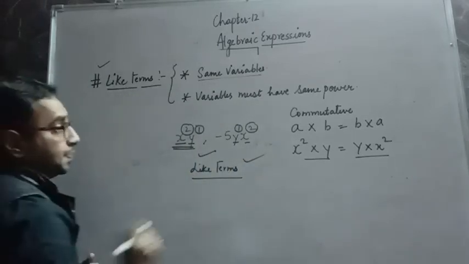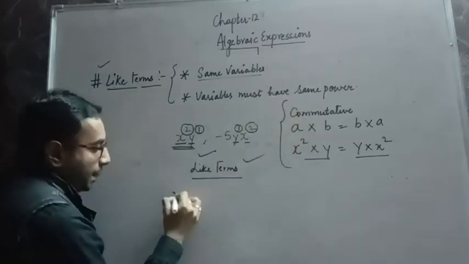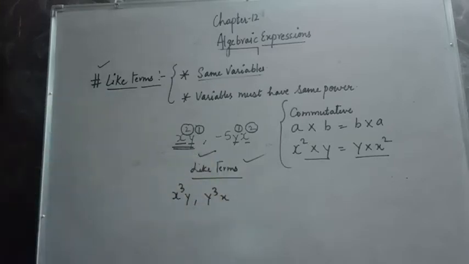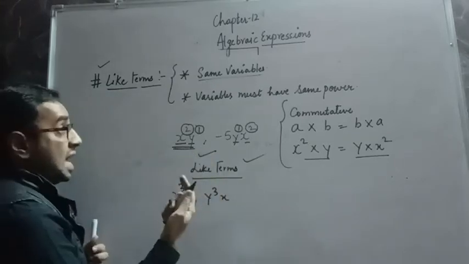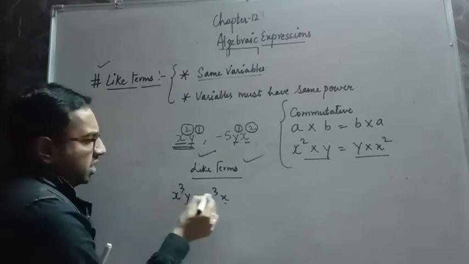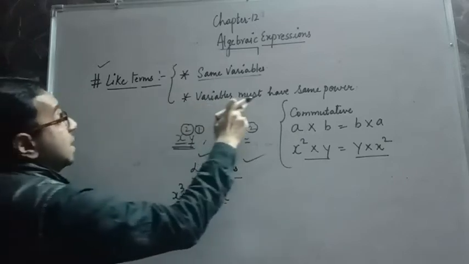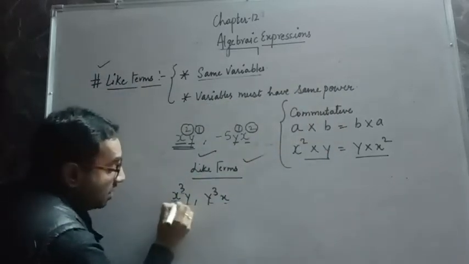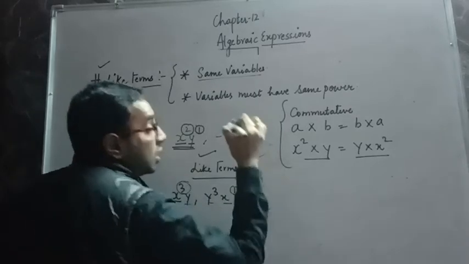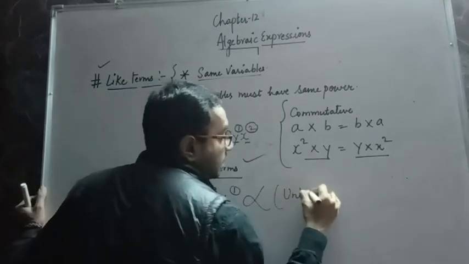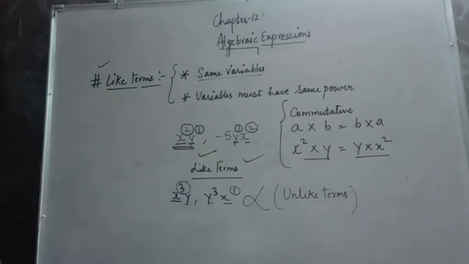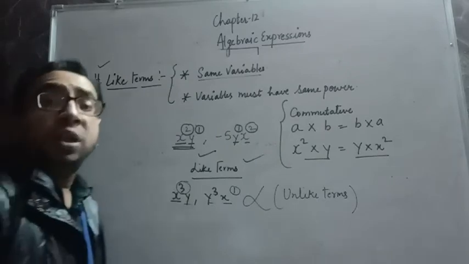Clear? Next thing is x cube y cube x. Now tell me, are they like terms? You might be thinking, sir, yes, because same variables x and y, same power 3, 3, 1, 1. No. Variables must have same power. Here, what is the power of x? It is 3. But here, what is the power of x? 1. Hence, they are not like terms, they are unlike terms. Are we clear with the concept of like and unlike terms? Any doubt anyone is having?